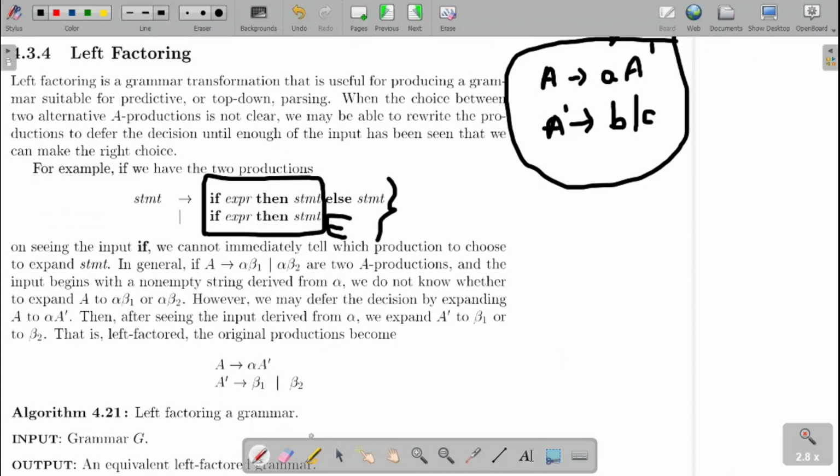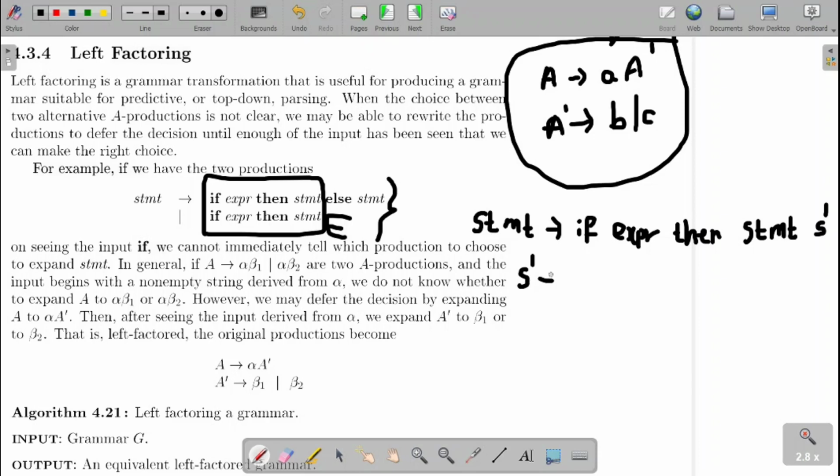Now to do the left factoring, how will it be done? First will be statement derives. This part we will write as it is, the common part. What is the common part over there? If expression then statement. This is the common thing. Then I will introduce one more non-terminal, let it be S dash. Then that S dash will derive, what is our first part over there? First part is else statement, E-L-S-E, else statement.